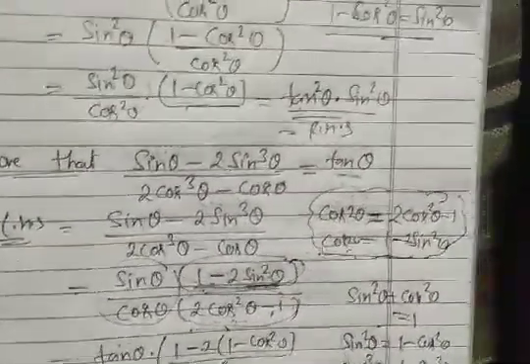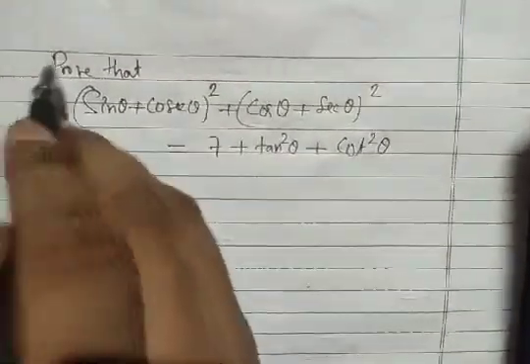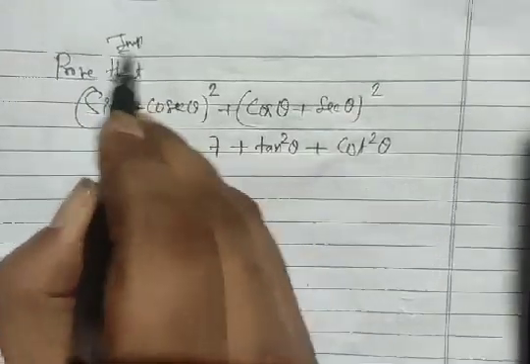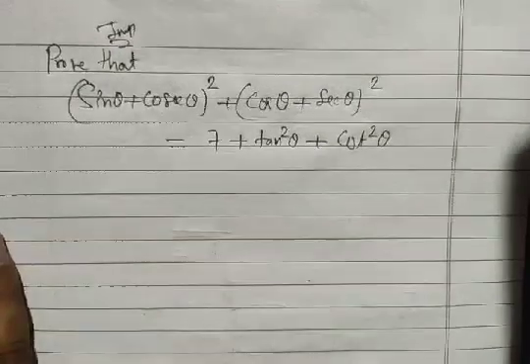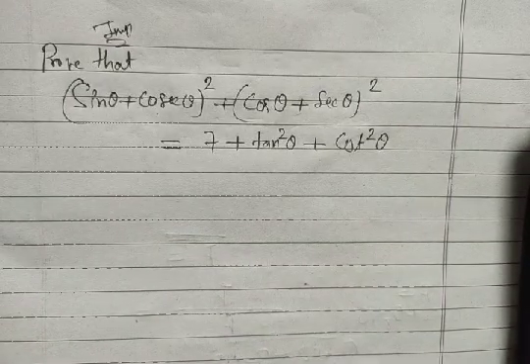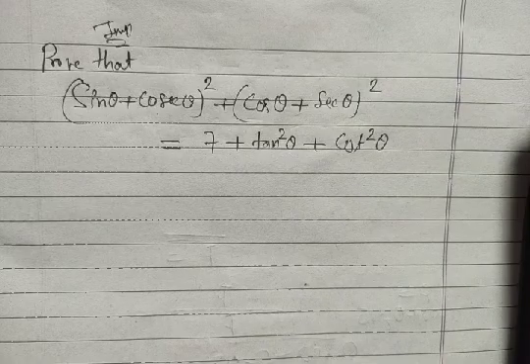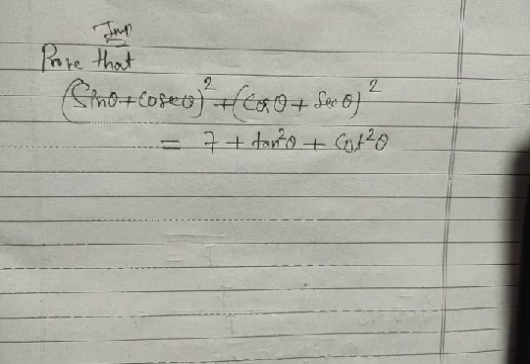Now we are going to move on to another problem. It's an NCERT problem and also an important problem, asked many times in our board examination. Now what we have? We have to prove that (sin theta plus cosec theta) whole square plus (cos theta plus sec theta) whole square equals 7 plus tan square theta plus cot square theta.